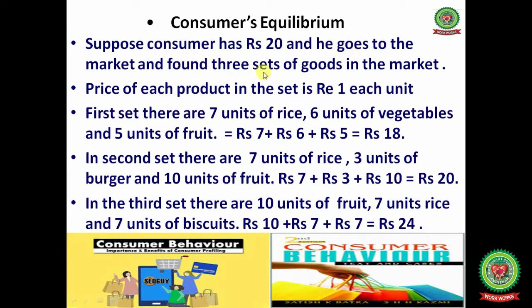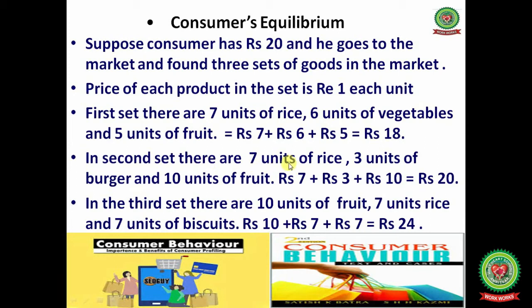Suppose consumer has ₹20 and he goes to the market and finds 3 sets of goods in the market. Price of each product in the set is ₹1 each unit. In the first set there are 7 units of rice, 6 units of vegetable and 5 units of fruit. So price for rice is 7, price for vegetable 6 and price for fruits is 5. So total expenditure for the first set is ₹18.